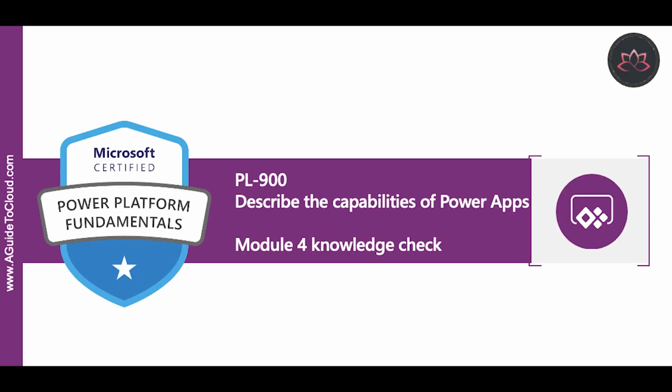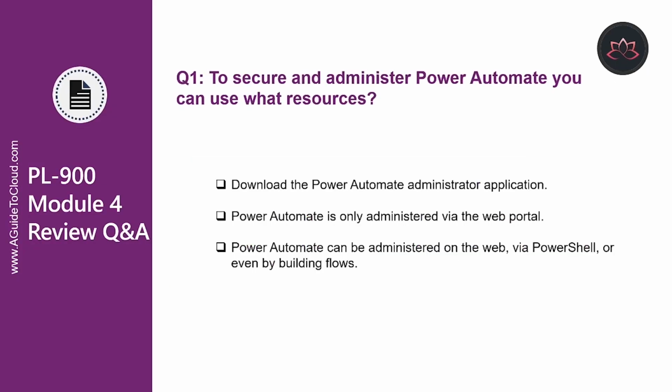In this section, we are going to go through Module 4 Knowledge Check. Module 4 is about capabilities of Power Apps. Let's look at the question number 1. To secure and administer Power Automate, you can use what resources?